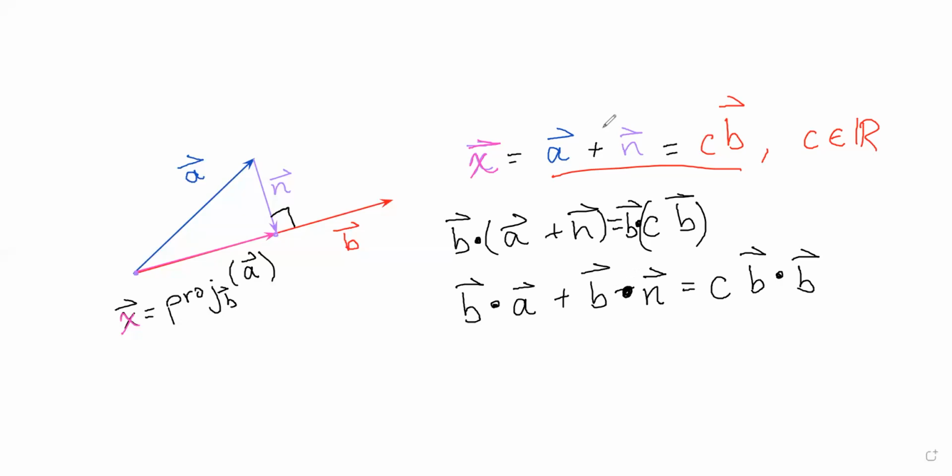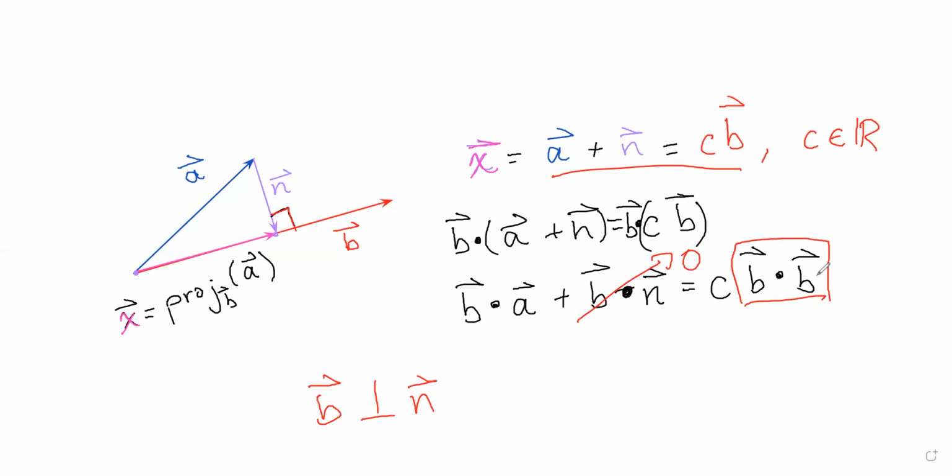Okay, but what is B dot n? Notice that B and n, they are orthogonal, perpendicular to each other. Okay, so this is 90 degrees, and therefore the dot product between two vectors that are perpendicular to each other is equal to 0. Okay. So what we just have is that B dot A is equal to C times B dot B. If you divide B dot B on both sides, because B dot B, this is a scalar. This is a real number now.